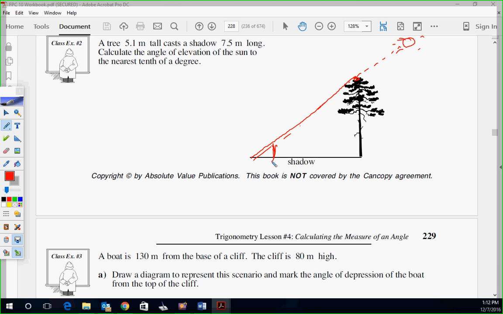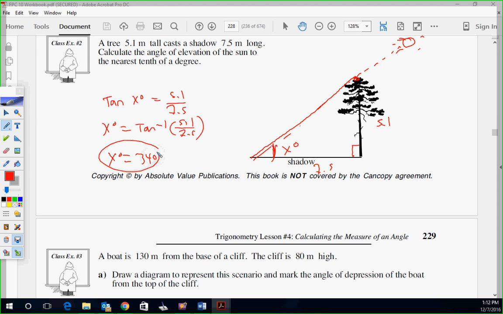It wants elevation, right? So the tree's 5.1. The shadow is 7.5. And so now we can figure out the angle of elevation. So we're trying to figure out this angle. Oh, I get it. Nope, it's not sine. Tangent. Opposite over adjacent. So tangent. There you go. So it'd be x equals tan inverse. What do we say? 34. Any questions with that setup?